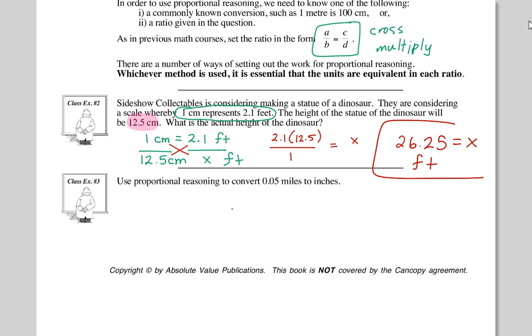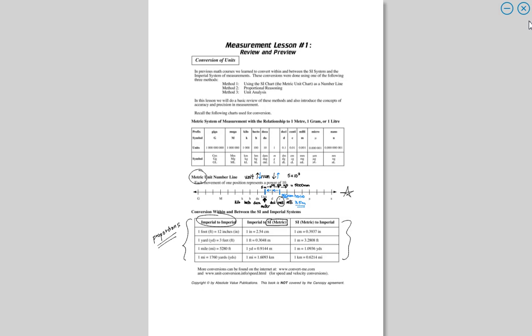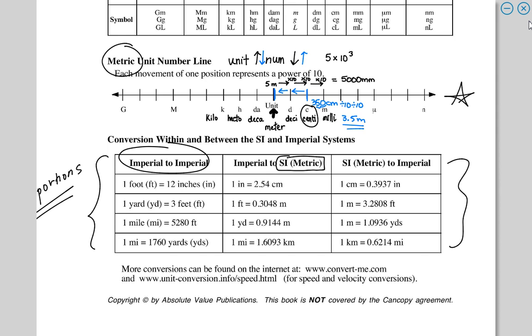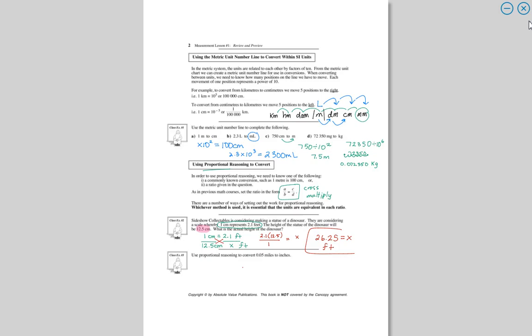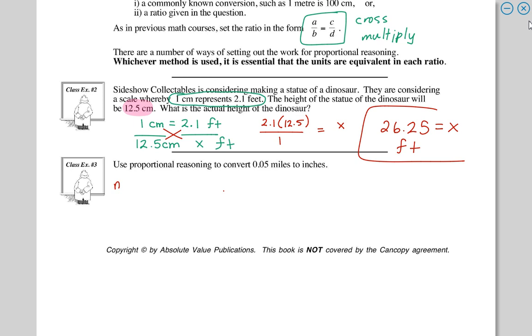Okay, the next one wants us to go mile to inch. So flip your page over and go look for mile to inch. Do you see one? There is no mile to inch. For some odd reason they didn't give it. So what you have to do is go into a two-step. Maybe go into feet or something first. Okay, so mile to inch. We'll have to go to feet first, and then we'll go to inch.